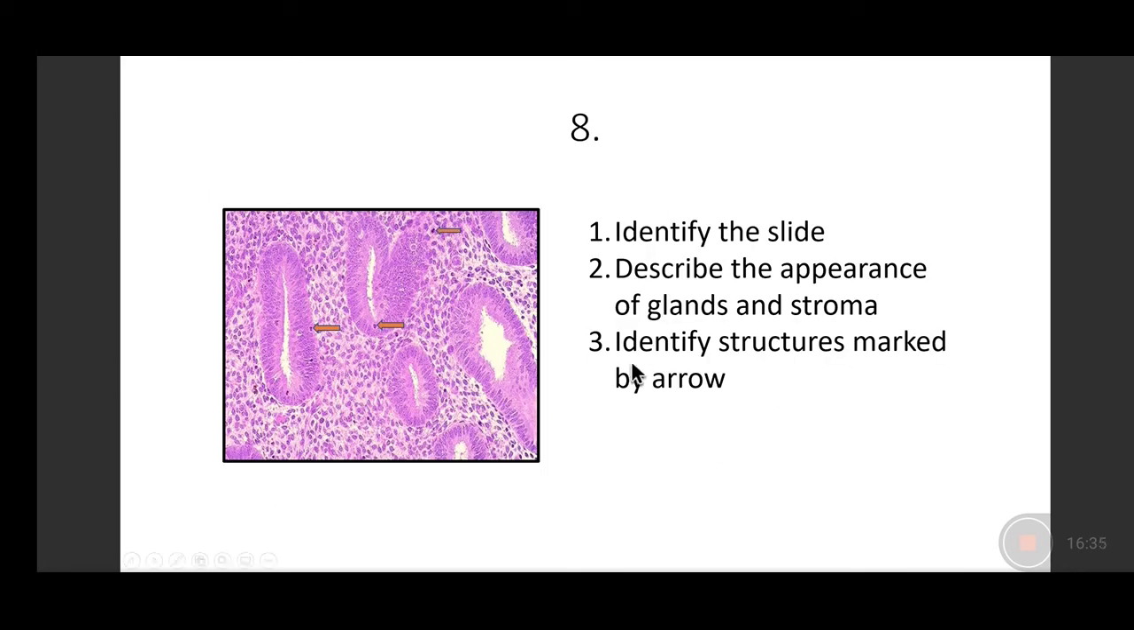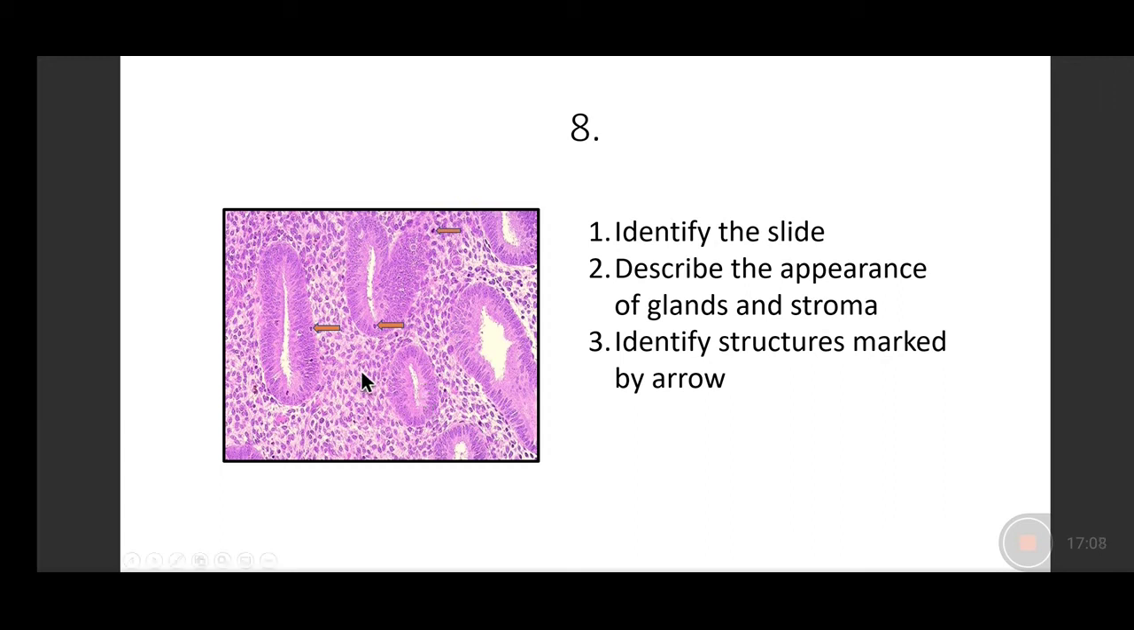So in this slide, we can see that there are some glandular elements and there are intervening stromal cells. This is how a normal proliferative phase of endometrium will look. The structures marked by the arrow are the mitotic figures. The mitotic figures are usually seen during the proliferative phase of the endometrium, which lasts from day 7 to around day 14.